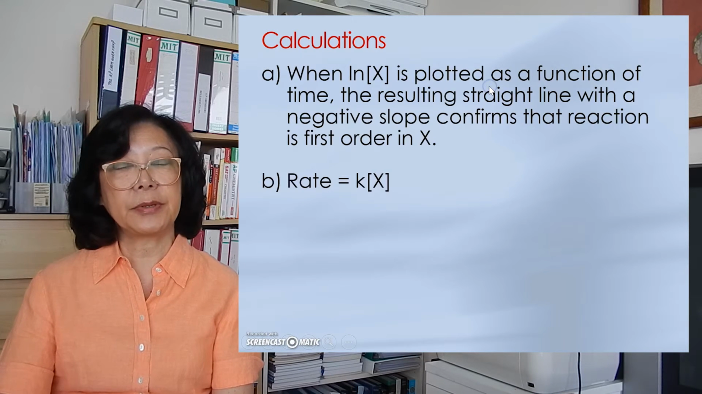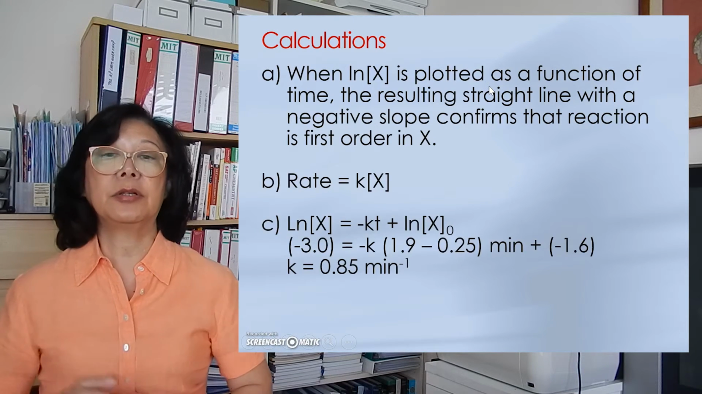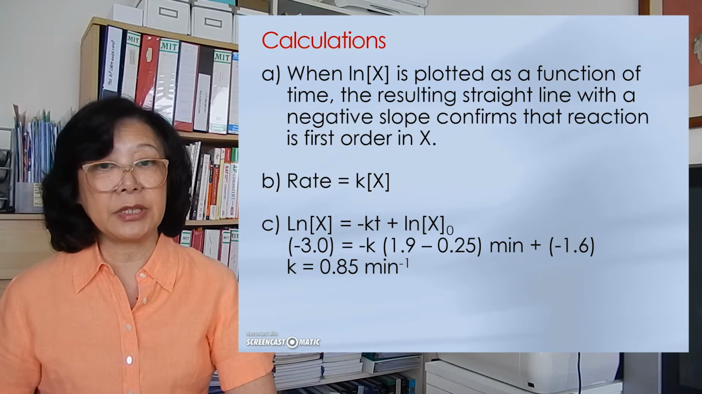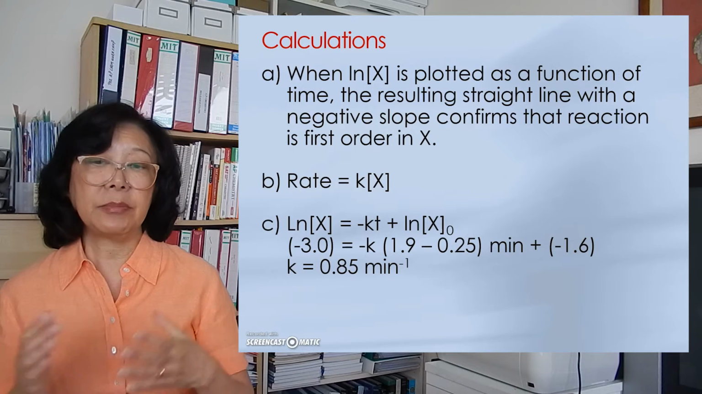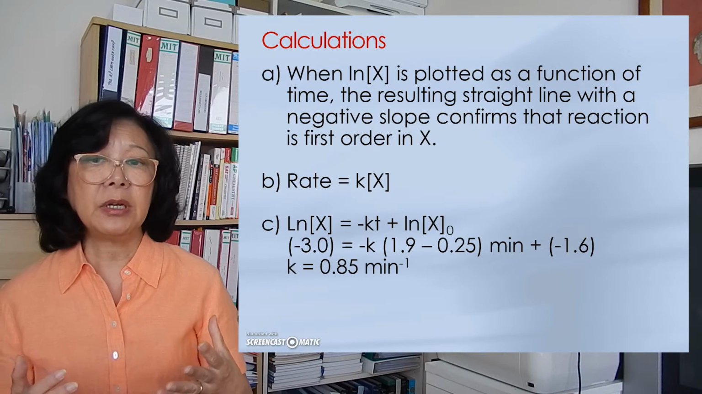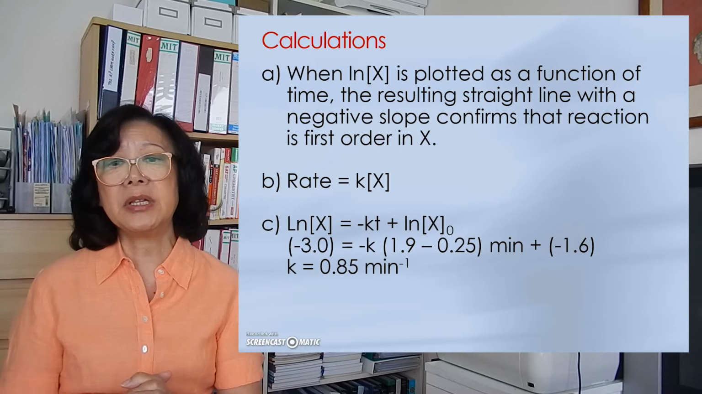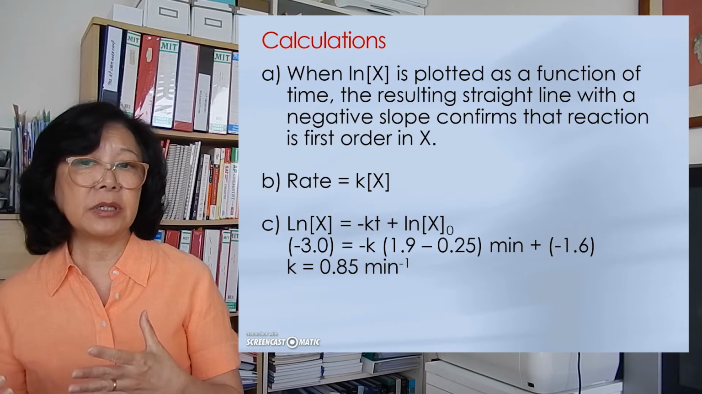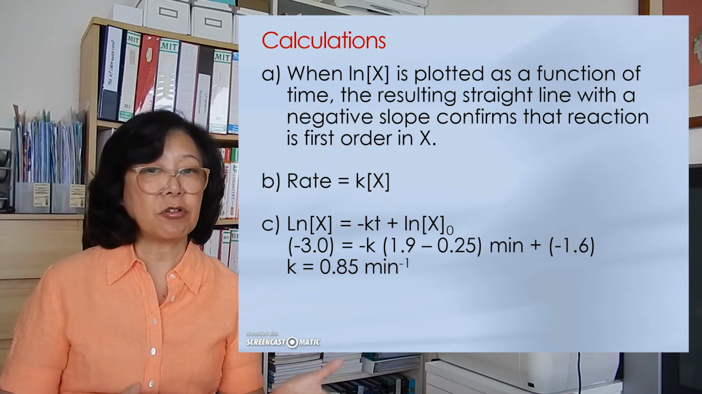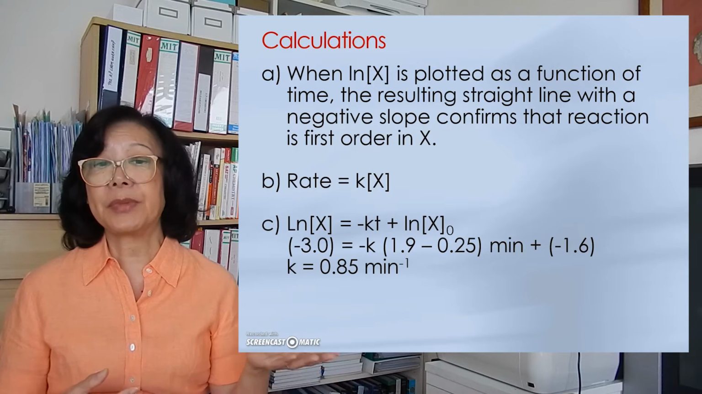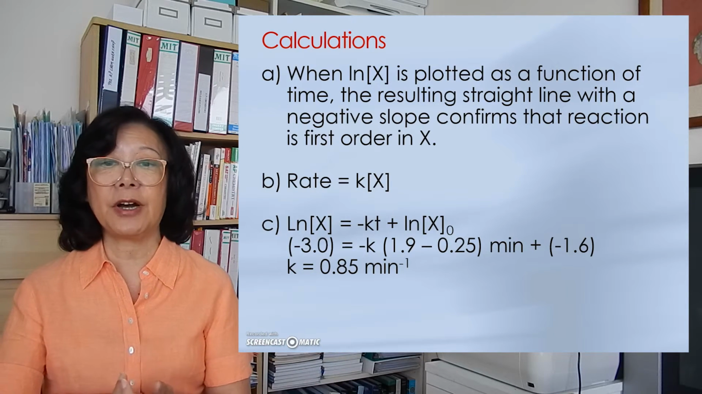So in terms of calculation, I write my differential rate law. Rate is k times X raised to the power 1. Then I have my integrated rate law. I'm doing the time between 0.25 and 1.9 minutes. The initial concentration, natural log, is negative 1.6, and the final concentration, natural log, is negative 3.0. I have the rate constant being 0.85 per minute.